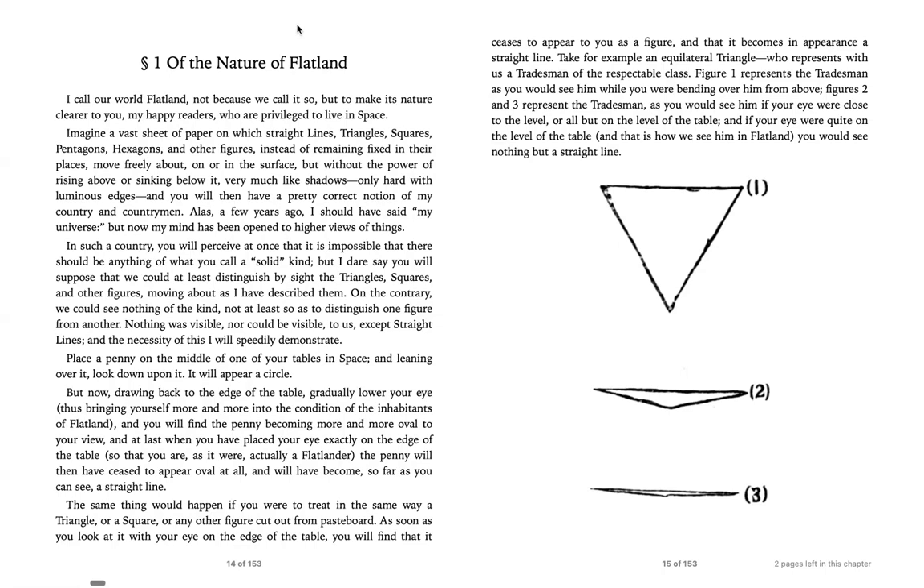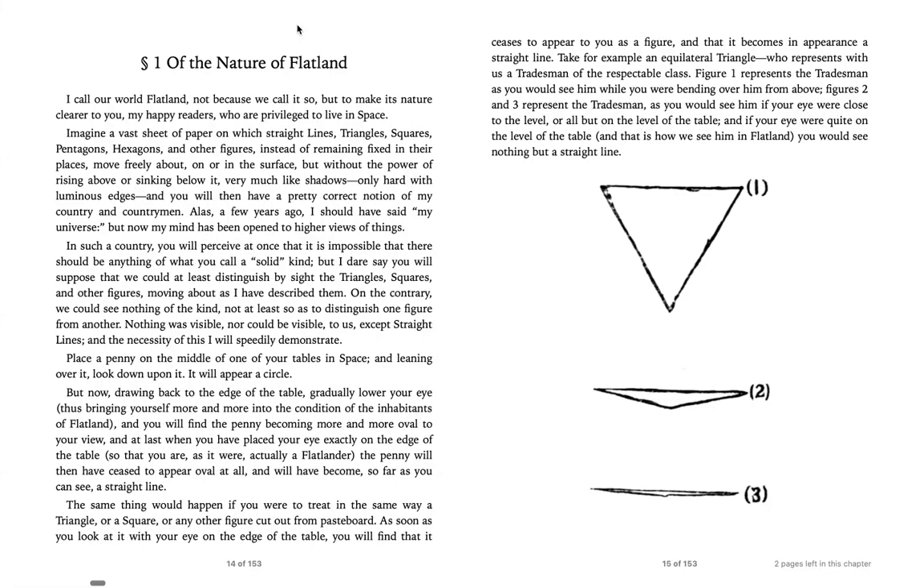speedily demonstrate. Place a penny on the middle of one of your tables in space, and leaning over it, look down upon it. It will appear a circle. But now, drawing back to the edge of the table, gradually lower your eye, thus bringing yourself more and more into the condition of the inhabitants of Flatland, and you will find the penny becoming more and more oval to your view. And at last, when you have placed your eye exactly on the edge of the table, so that you are, as it were, actually a Flatlander, the penny will then have ceased to appear oval at all, and will have become, so far as you can see, a straight line.